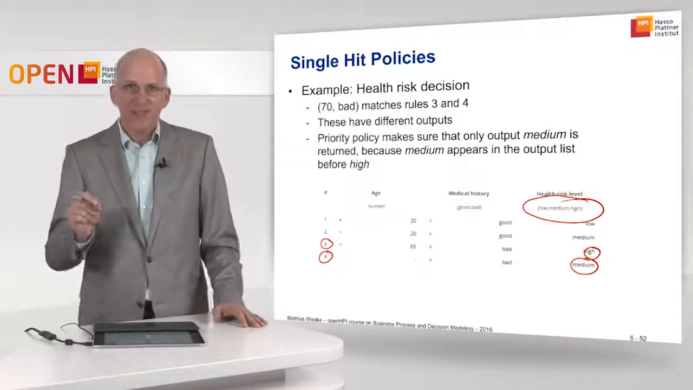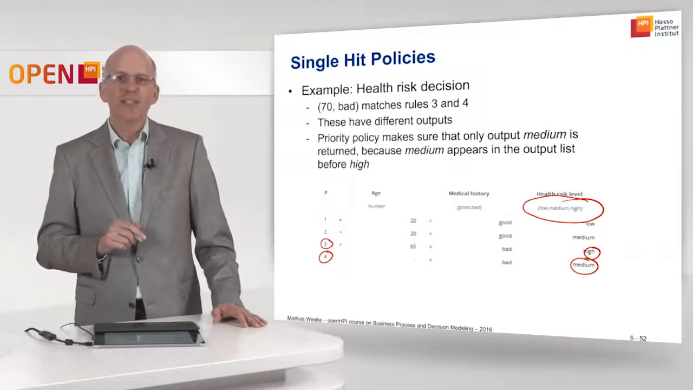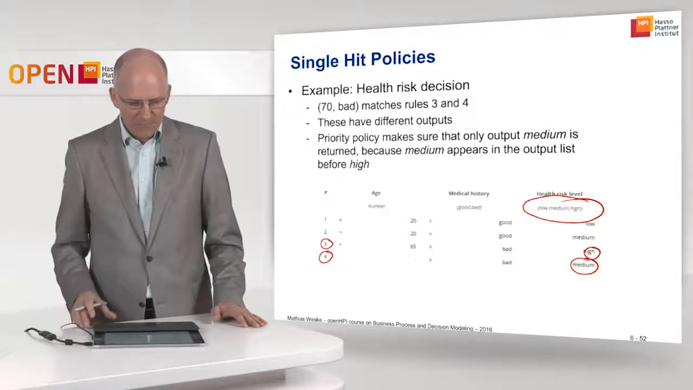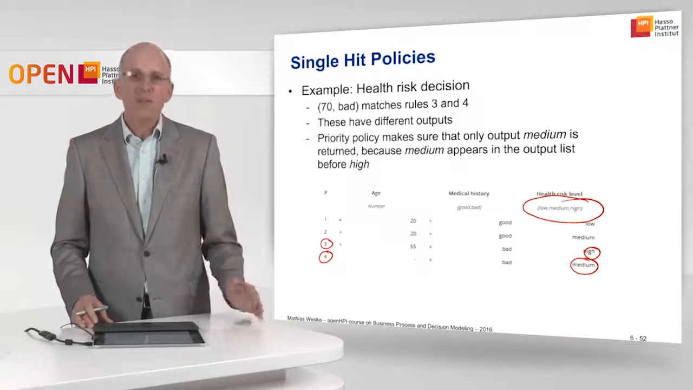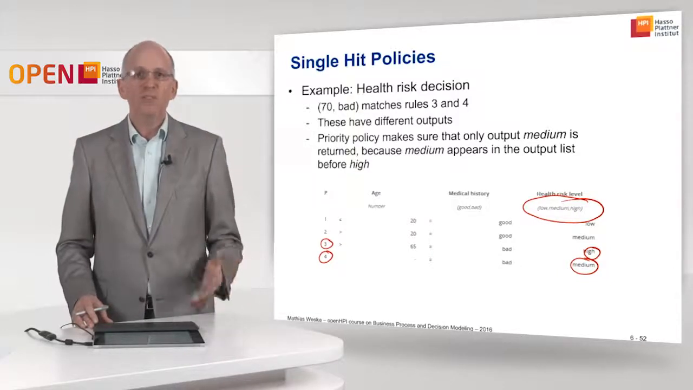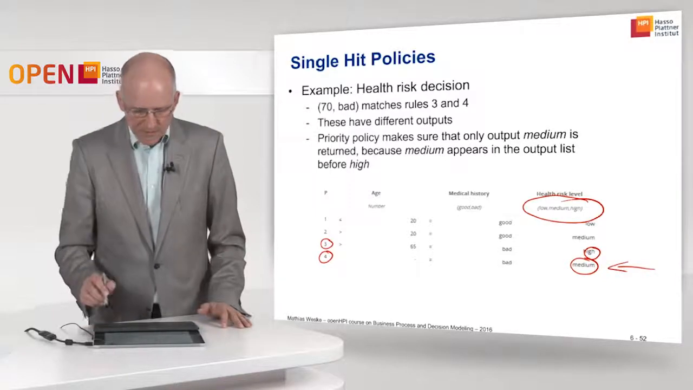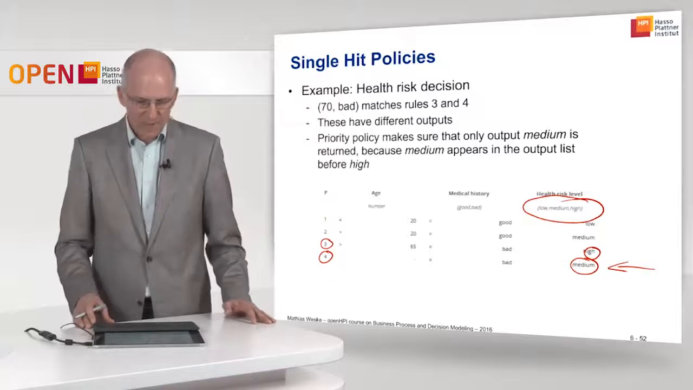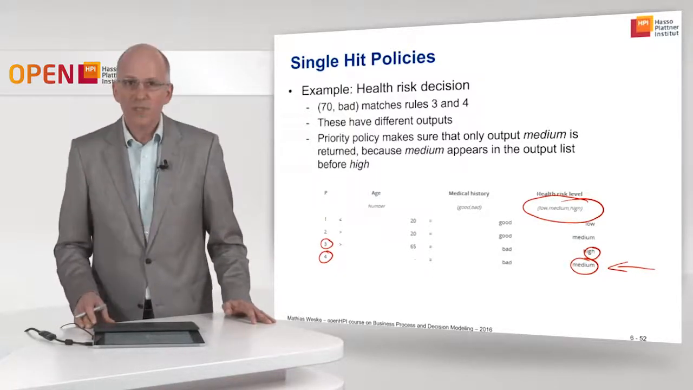So low has the highest priority and high has the lowest priority in this example. So the priority policy makes sure that only output medium is returned because medium appears in the output list before high. Right? And this is why the single hit policy priority returns here for the input 70 bad just one output, namely the output medium.